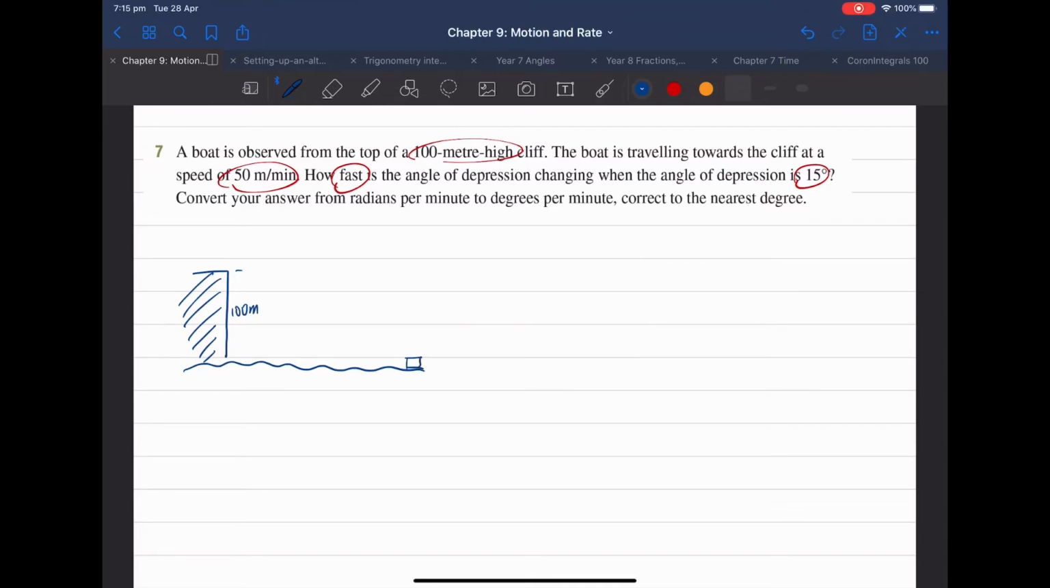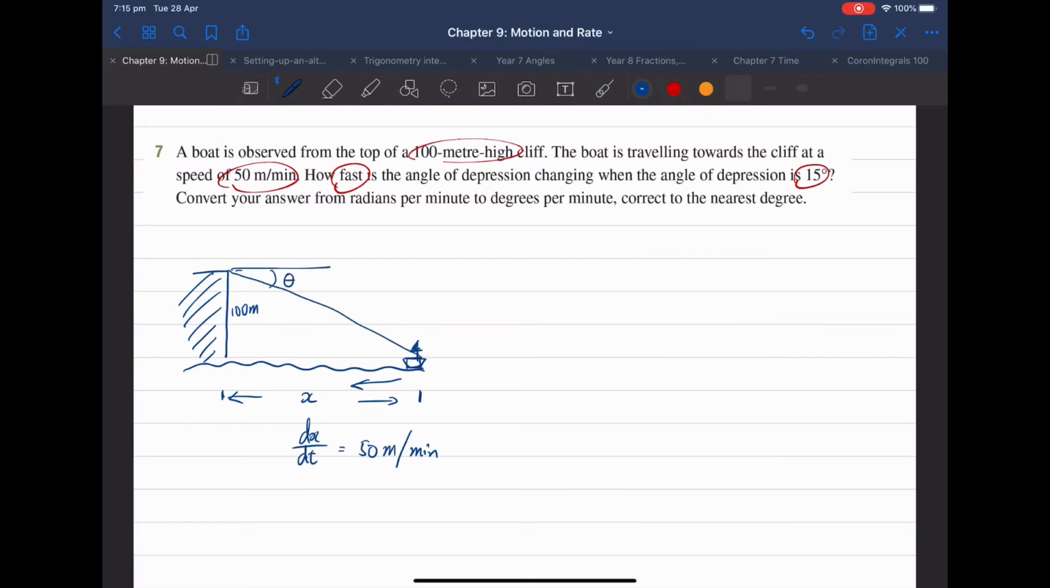Here's the boat. It's not a very nice boat. This boat is traveling towards the cliff, so the boat is going this way at a speed. Very important: when we're talking about a speed, it's changing distance. If we let the distance be x, then the changing distance over changing time, which is the speed, is 50 meters per minute. That's really important. And then this is the angle of depression.